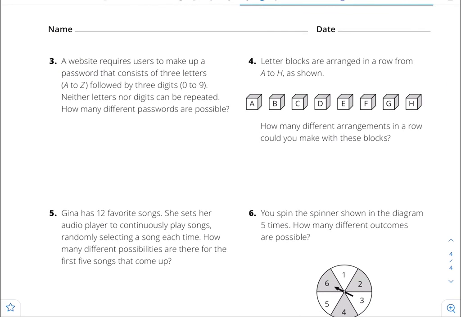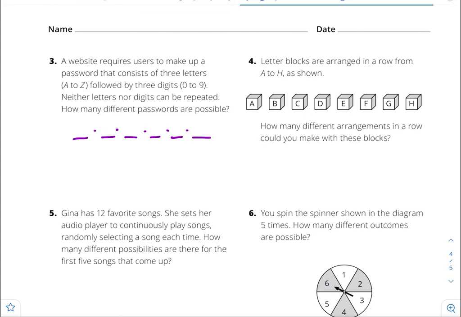A website requires users to make up a password that consists of 3 letters followed by 3 digits. So 1, 2, 3 letters, and 1, 2, 3 digits. Neither letters nor digits can be repeated. How many different passwords are possible? Okay, so first we're going to do the 3 letters.